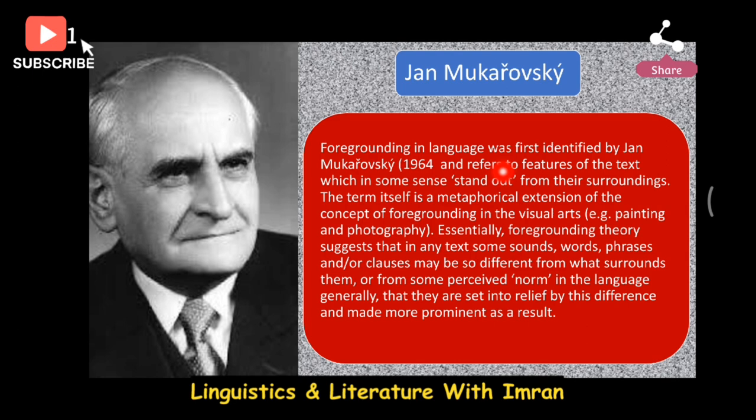Foregrounding in language was first identified by Jan Mukarovsky in 1964 and referred to features of the text which in some sense stand out from their surroundings. By standing out, we mean that they are different and prominent compared to their surroundings. For example, we have a whole passage, a paragraph, and inside the paragraph, one sentence, one word or one phrase is foregrounded. That one sentence, phrase or word which is foregrounded stands out from its surroundings.